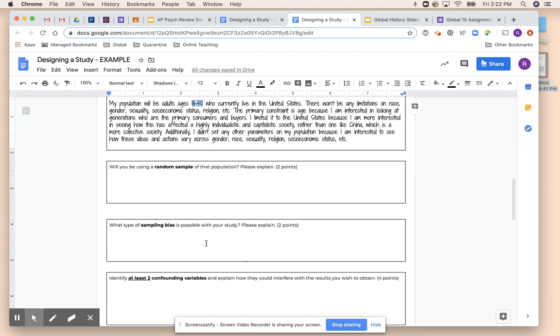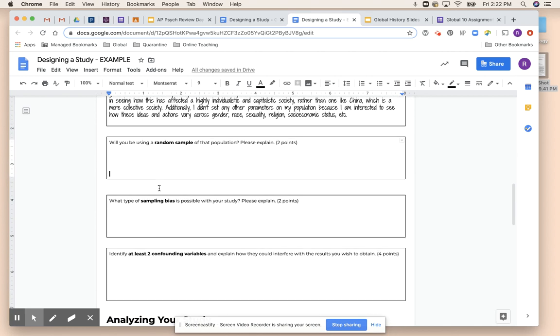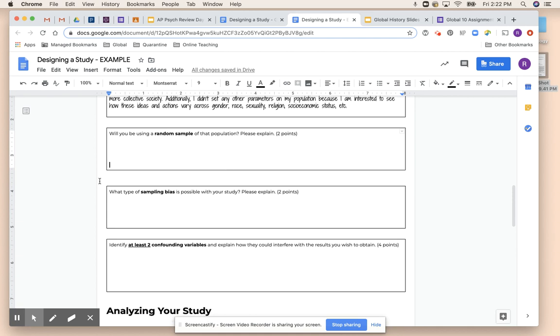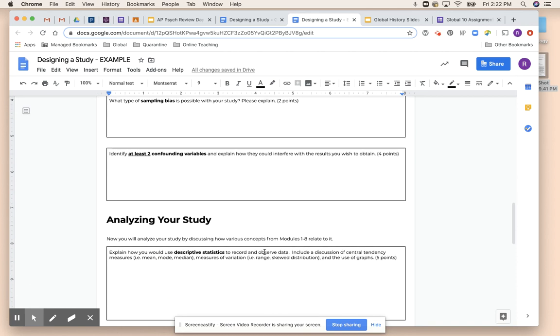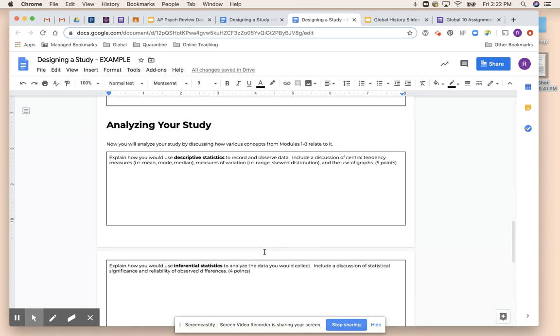So as you can see, I haven't quite finished my assignment yet, but if I were to keep going, you're going to keep designing your study here, and you're going to look at: is it a random sample? What kind of sampling bias might there be? And then also confounding variables. Again, as I've said, if you don't remember those terms, look back into your notes or the text to help you out with them. I'm going to stop this video there because then in the next video, I'm going to go into analyzing the study.